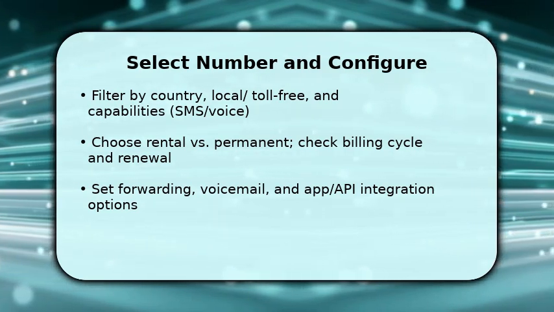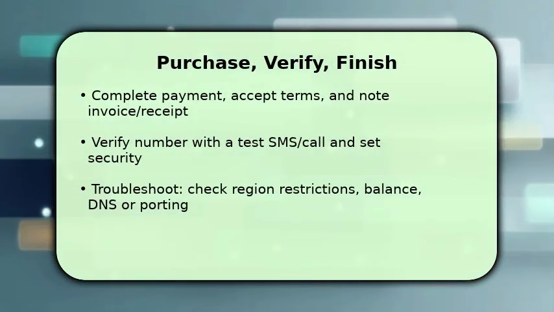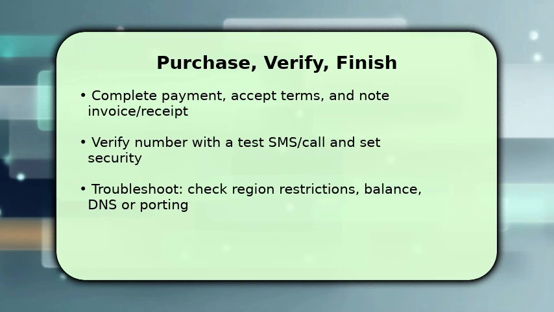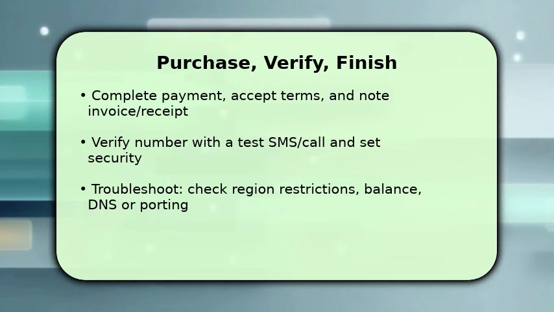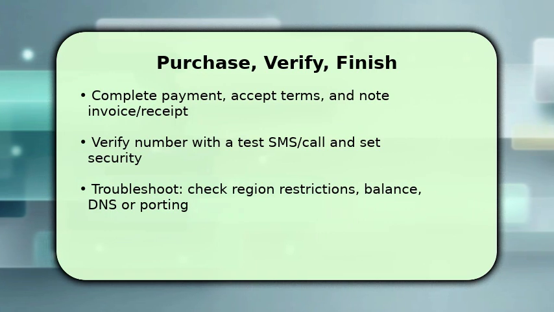Finally, complete payment, accept terms of service, and save your invoice or receipt for records. Immediately verify the number by sending an SMS or making a test call. Configure 2-factor or access controls to secure it. Make sure to update any services that will use the number with the new endpoint or webhook.